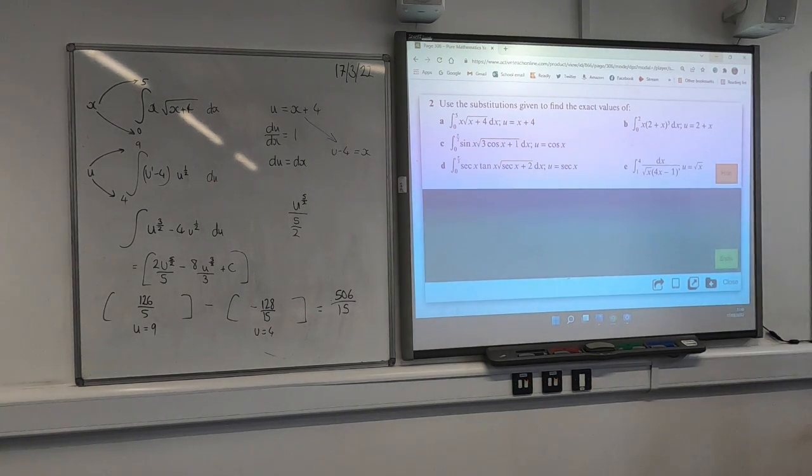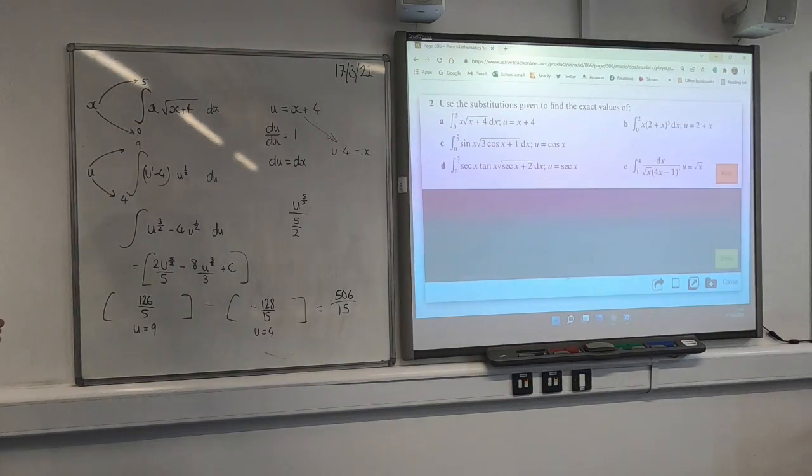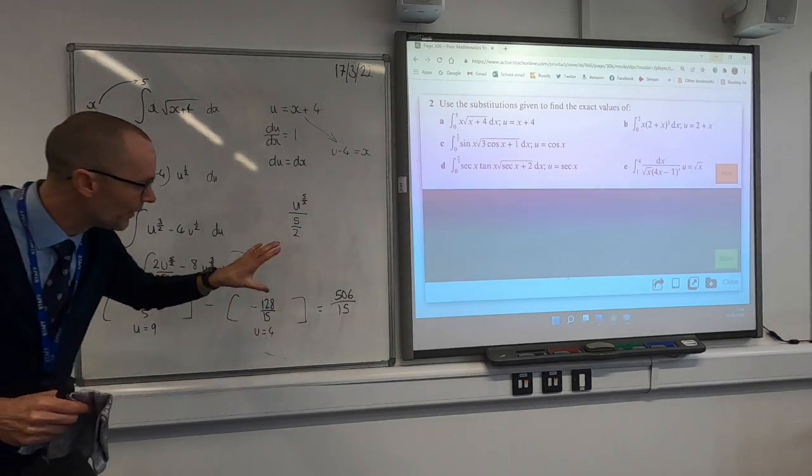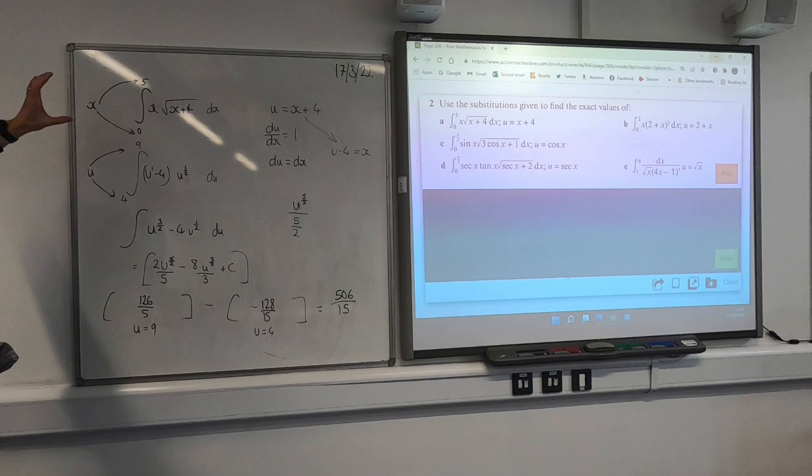Now, you do get a rather odd thing happening sometimes, particularly when you use trig, when you get this replacement of x values with u values. And sorry, just to be clear, we're still in the world of u, but that's the final answer. We don't need to do anything at the end because we've changed our x values into u values.